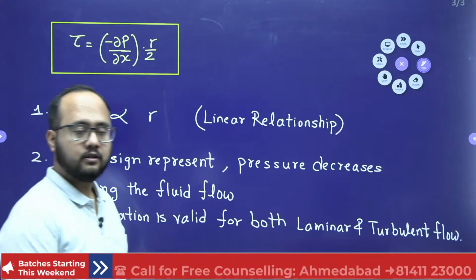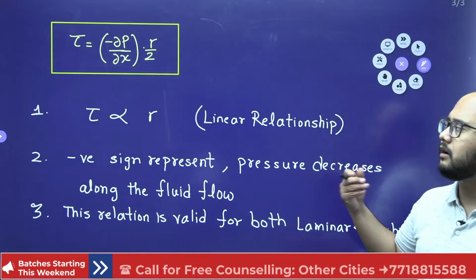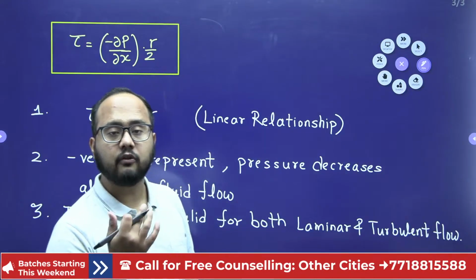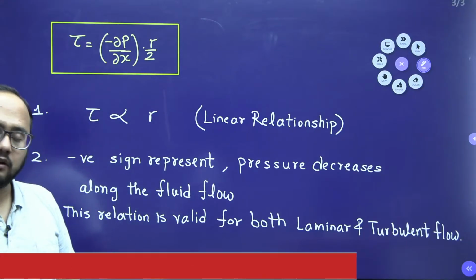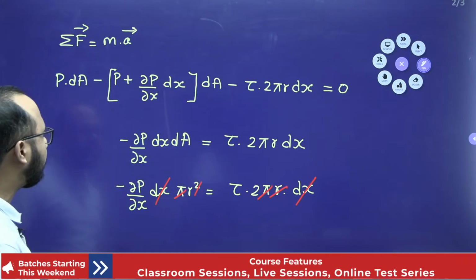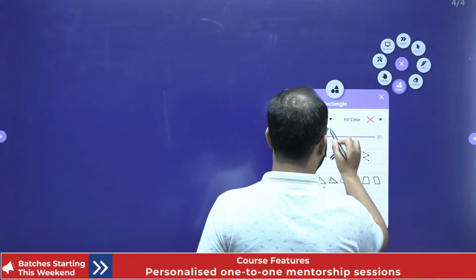Okay. So these points are very important. Laminar or turbulent flow, in both cases it will be valid, because during the derivation of this relation, we have never assumed any conditions of laminar or turbulent flow. Right. So it will be valid for both cases. Now, as it is a linear relationship, I can just draw the diagram here to show how it will vary. Okay. So I will draw the diagram here so that you will understand.